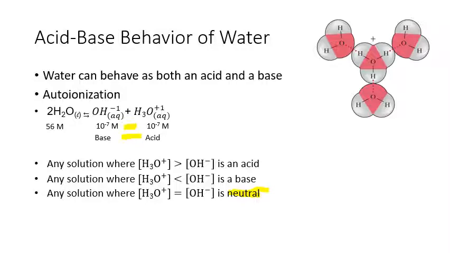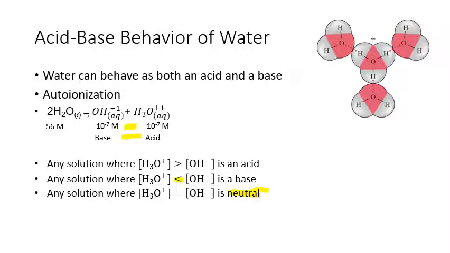But if for some reason you add a little bit more acid to that sample, and you go from 10 to the minus 7 acid and 10 to the minus 7 base to maybe 10 to the minus 5 acid, now you've got a lot more acid than you do base, and that solution becomes acidic. So any solution where the concentration of H3O is higher than the concentration of OH, we're going to call an acidic solution. And any solution that's opposite, where the OH concentration is higher than the H3O concentration, we're going to call basic.